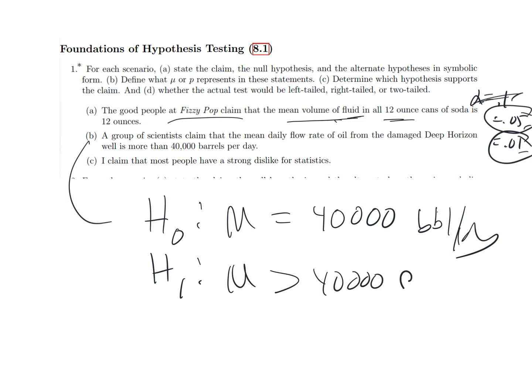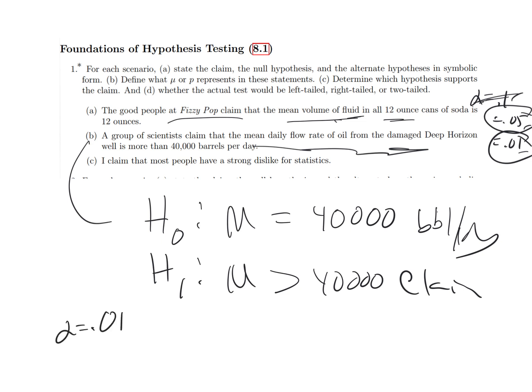So see how that's the claim? That's the group of scientists' claim. And then again, if we reject H0, a lot of marine life is going to be lost if we don't stop it. Well, that is past. Can't fix that. Let's go with 0.01 again.